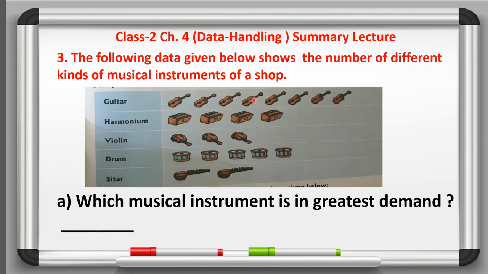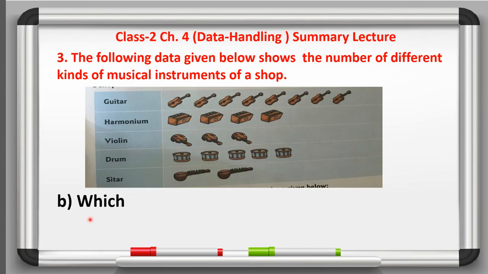1, 2, 3, 4, 5, 6, 7, 8. 8 guitars are there, 4 harmonium, 3 violin, 5 drum and 2 sitar. So which is greatest in number? That is guitar. So here we will write the guitar. It means guitar is greatest in demand. Understood?